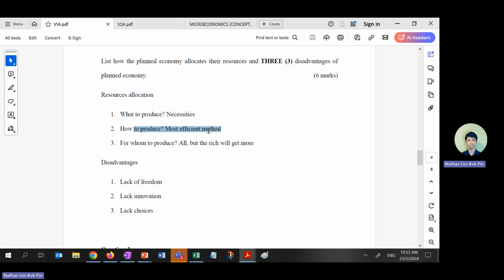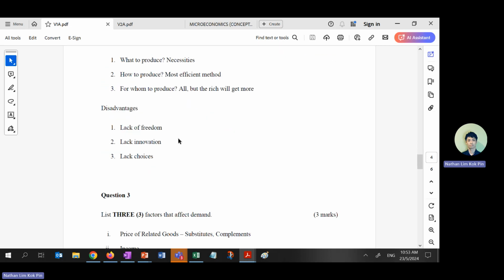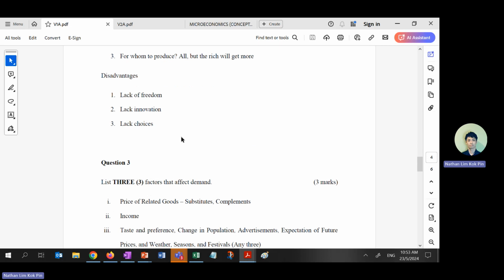Necessities. How to produce most efficiently. For whom? I already said, planned economy, they produce for all. But the rich will get more. They don't produce for the rich, unless you copy your friend's answer. That one is market system. Make sense?